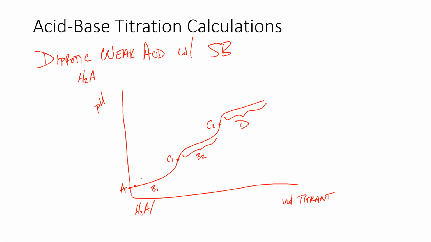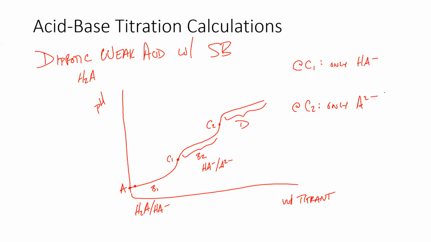Okay, there's A. B1 is H2A and HA minus. B2 is HA minus and A2 minus. D is just exactly the same. At C1, we have only HA minus, and at point C2, we have only A2 minus.